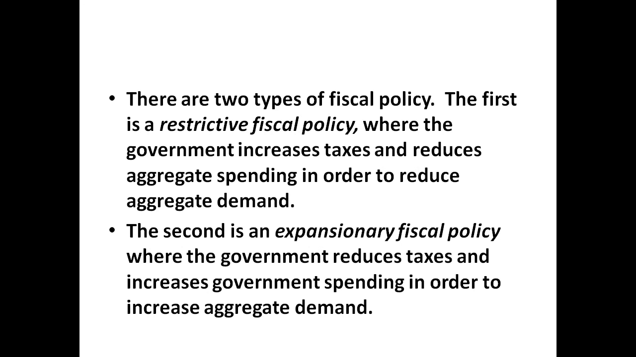All right, now, there are two types of fiscal policy. The first is a restrictive fiscal policy where the government increases taxes and reduces spending in order to reduce aggregate demand. So this is used to fight inflation, and because you're increasing taxes and reducing spending, it's going to have an effect on the national budget. It's going to move it towards a surplus because they're increasing the amount of money coming in, they're reducing the amount of money being spent, so the government ultimately is going to be collecting money, and that will be pushing the budget to a surplus.